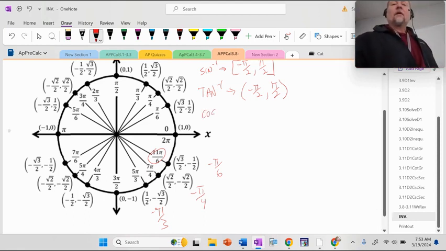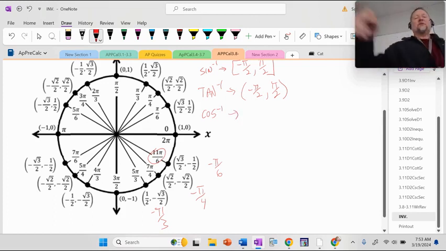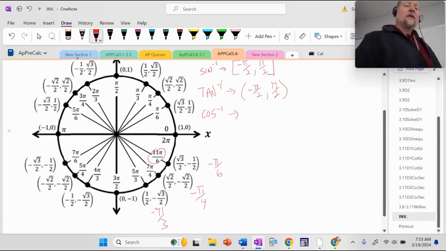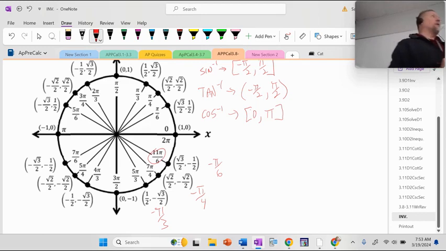All right. And then inverse cosine. It's because of the cosine graph, but it's also because we hit our negatives in quadrant 2 for cosine. So all of those answers are between 0 and pi when we do that one. All right. And that covers everything.